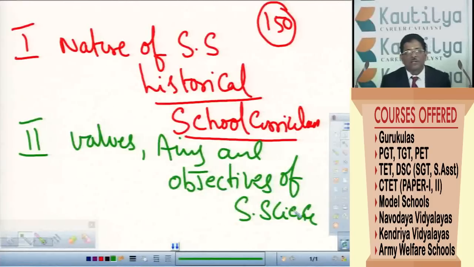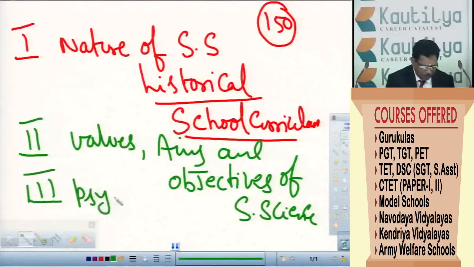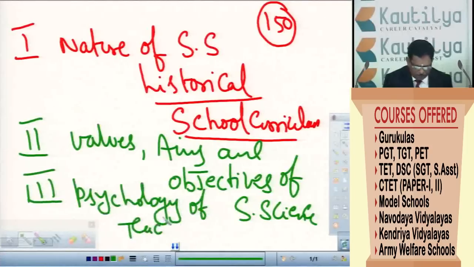Why should we teach social studies? Why should the learner be supposed to learn these social sciences as a part of school curriculum? What are its advantages? All these things along with Benjamin S. Bloom's educational taxonomy. Educational objectives are bifurcated by Benjamin S. Bloom. According to him, what are the different objectives of social sciences? Then, which plays a crucial role, that is the psychology of teaching and learning social sciences.